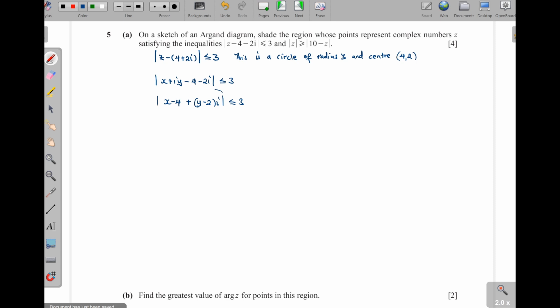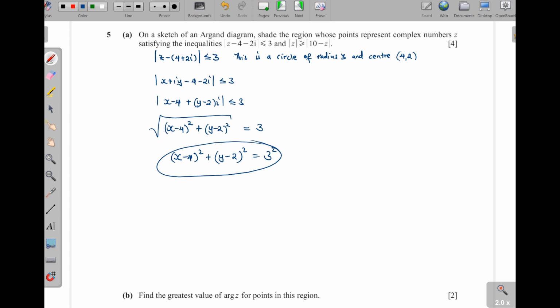Not so? So to get the modulus of the complex number, you get the real part, you square it, then plus the imaginary part, you also square it, then under the square root. You see that? In fact, let me remove the less than or equal. Let me just put equals, okay? Just to make the point go home. Then you square both sides. Then you have x minus 4 squared, plus y minus 2 squared, and this one is equal to 3 squared.